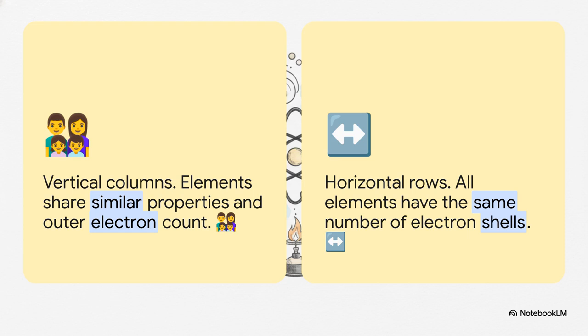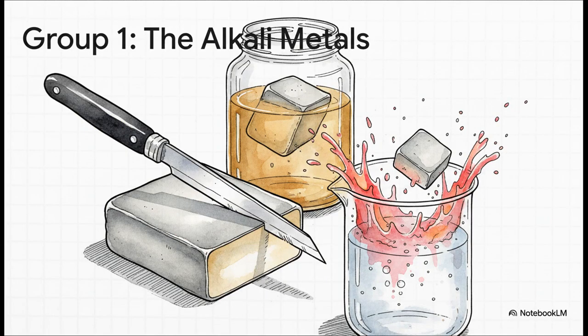An easy way to think of this is that electrons orbit the atom in layers, kind of like an onion. Well, everything in the same row has the same number of layers, or shells. The whole system is just brilliant. So let's look at one of these families. Group 1, the alkali metals.